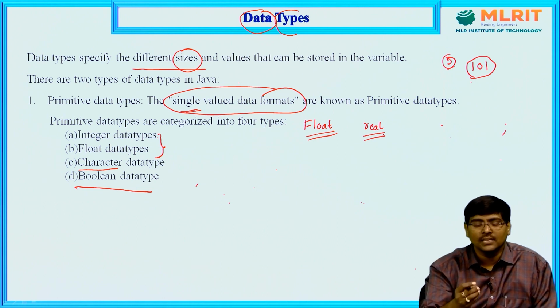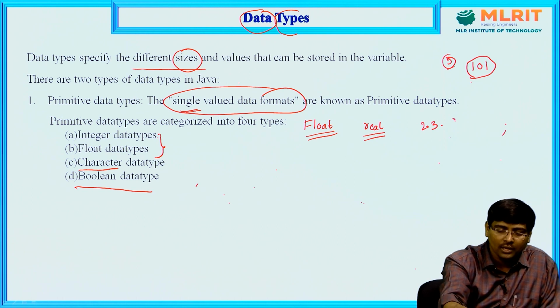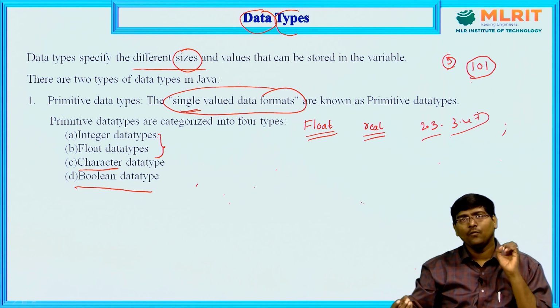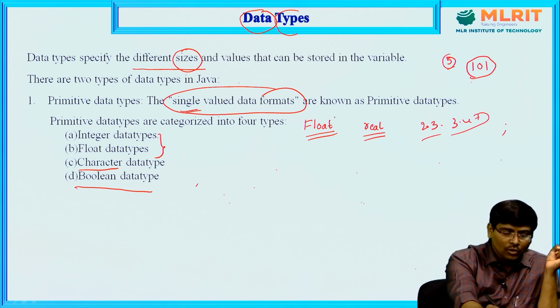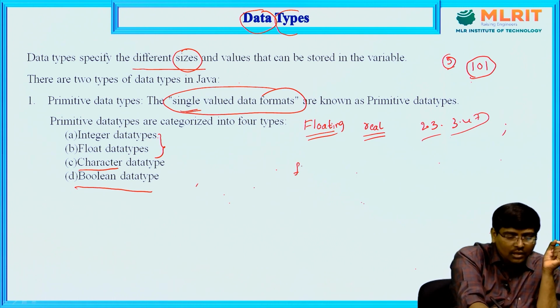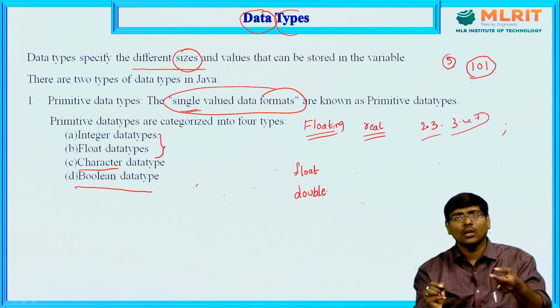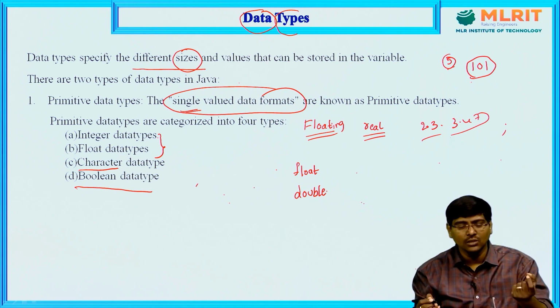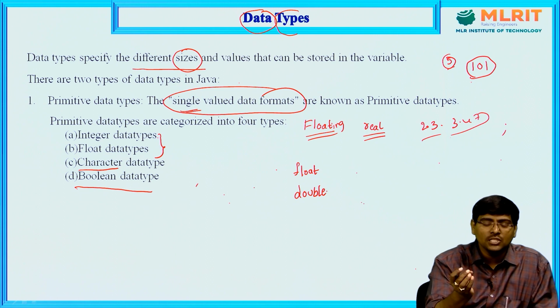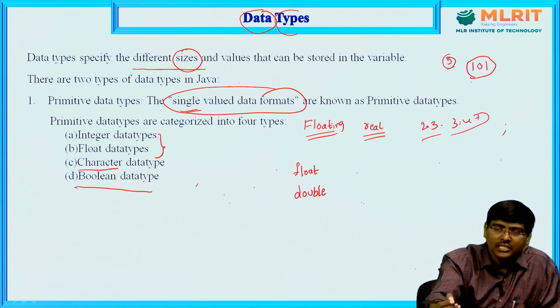Real numbers, in the sense, are numbers with a decimal point. For example, 2.3, 3.47. The numbers with decimal points are called float numbers. For these floating point numbers, two data types are there. One is float, the second one is double. These two also differ based on size, based on precision. Precision specifies the number of digits to be considered after the decimal point.